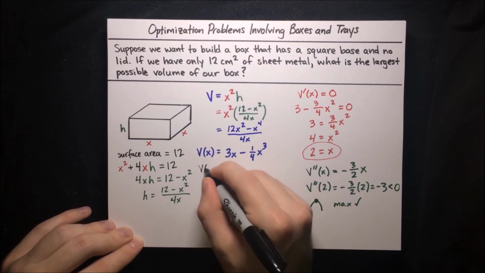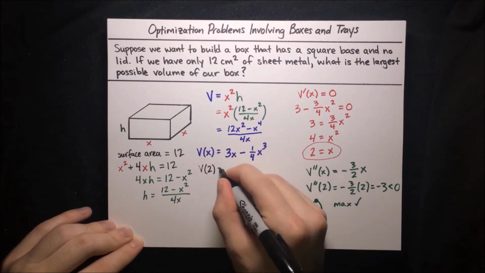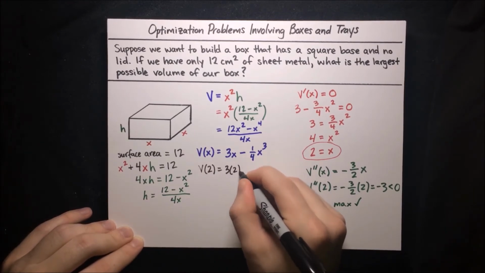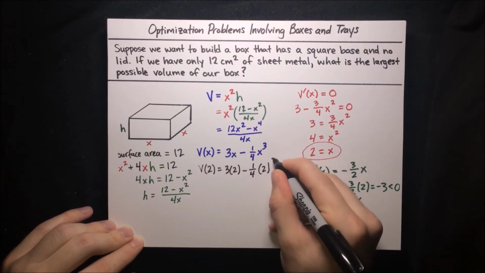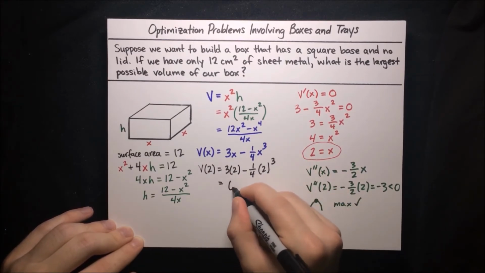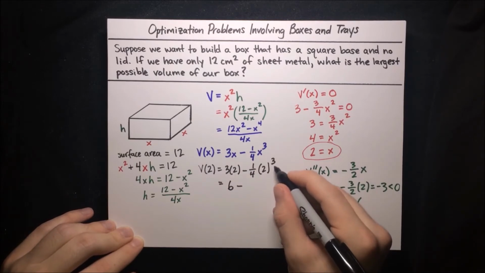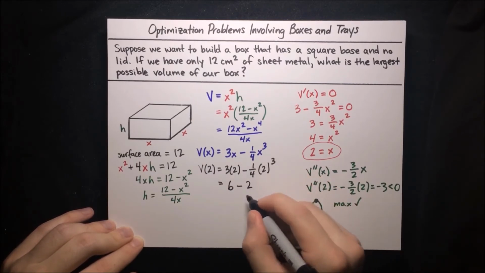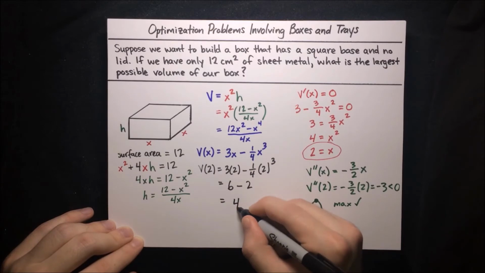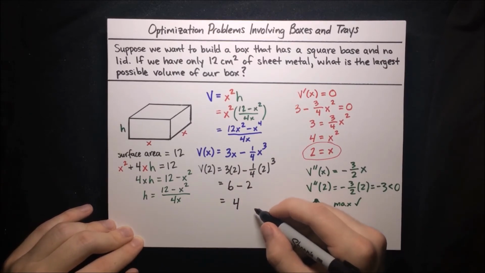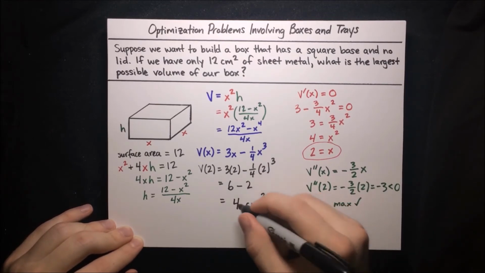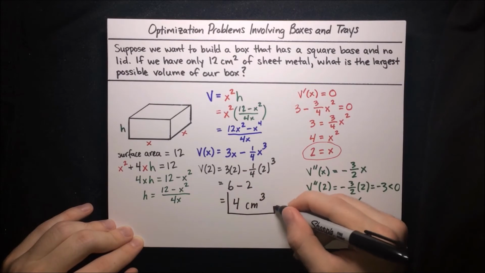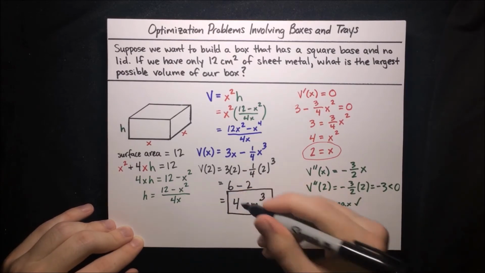So the volume function evaluated at x equals 2 is 3 times 2 minus 1/4 times 2 cubed. 3 times 2 is 6, and then 2 cubed is 8, then 1/4 of that is 2. 6 minus 2 is equal to 4. And let's put our units on. This is units of length cubed, and length is centimeters, so centimeters cubed. That is the largest possible volume of our box, 4 centimeters cubed.